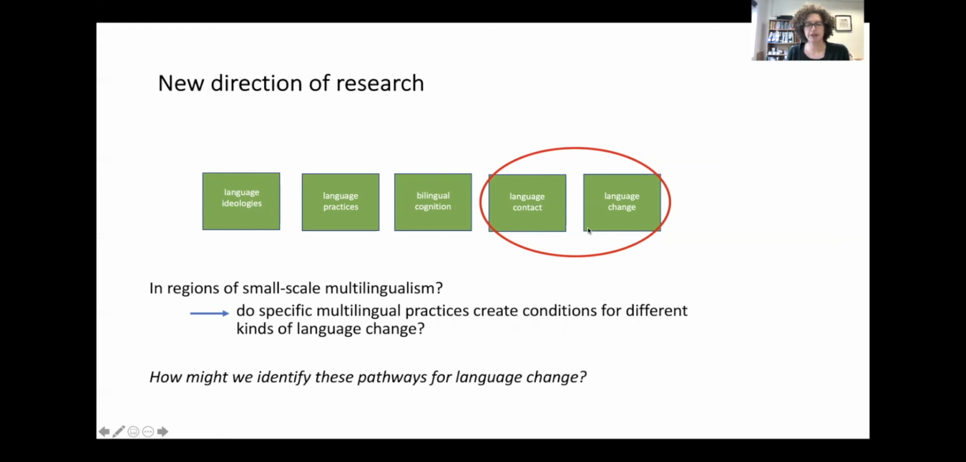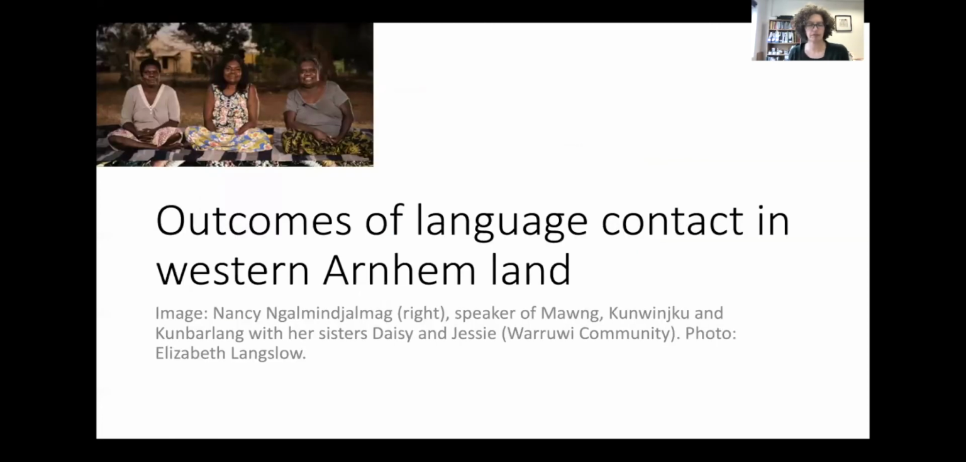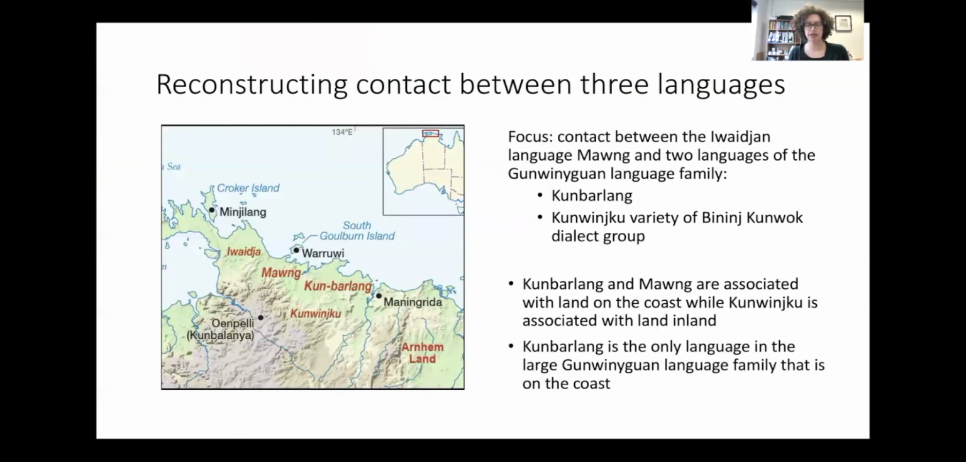So in terms of language change and language contact, how might we identify the pathways for language change? So I'm just going to take a quick look at language contact in Western Arnhem Land between three languages. I'm reconstructing contact between the Iwaidjan language Mawng, which is mainly spoken at Warruwi community and is associated with the island Warruwi, the next island, Waira, and also the coastline around there. And also Kunbarlang, which is associated with the next section of coast to the east of Mawng, and Kunwinjku, which is a variety of the Bininj Kunwok language group, a large group spoken by many people inland.